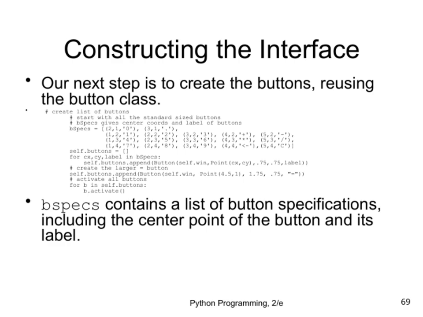After creating all the standard buttons, we add the larger equals button. This button spans more space, so we create it with a wider width, specifically 1.75 units, and position it at the appropriate place. Finally, we activate all the buttons in our list, making them ready for user interaction. By reusing the button class and systematically defining each button's specs, we keep our code organized and scalable, an essential practice when building user interfaces.